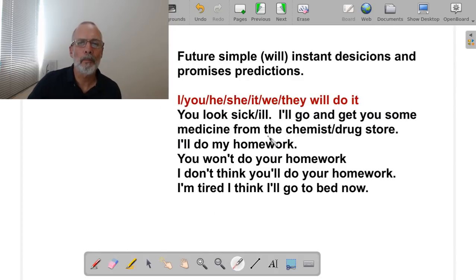So, very easy to form this tense, and this tense is used for instant decisions, promises. I'll do my homework, it's a promise. Predictions, this is like a prediction, you won't do your homework. Notice that the negative of will is won't. Another prediction, I don't think you'll do your homework. Often we use this tense to make predictions, and we often use it with I think or I don't think. I'm tired, I think I'll go to bed now. Instant decision. So this tense is used for instant decisions, promises and predictions.